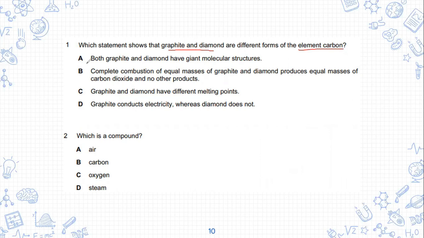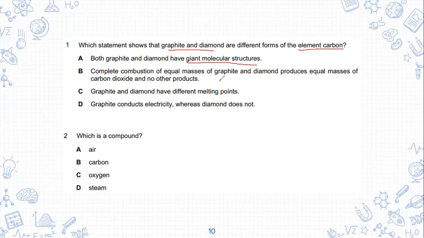Now let's read the statements. The first one is, both graphite and diamond have giant molecular structures. Complete combustion of equal masses of graphite. So see, the first one is that they have giant molecular structures. Giant molecular structures don't have anything to do with being the same element, carbon.